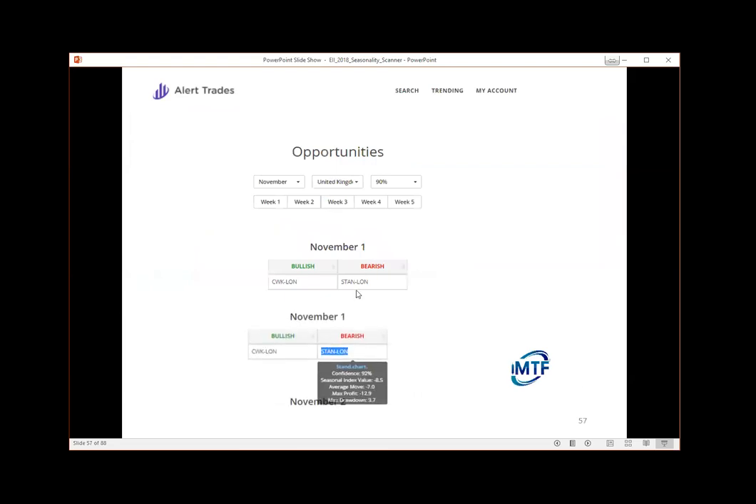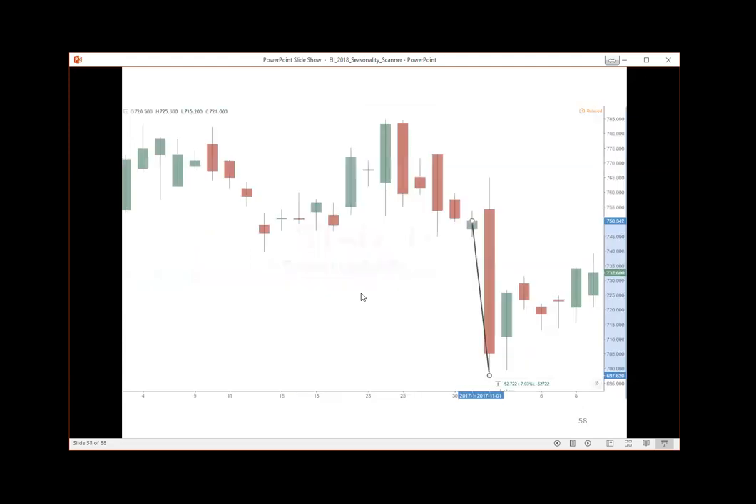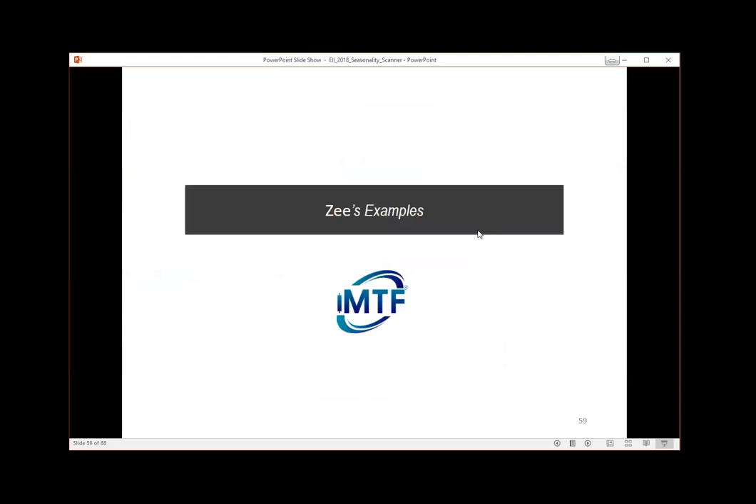The other one is basically the bearish of November 1st here, STAN. If you look at here, that's STAN. You could see here, that was the date right there. Next day, look what happened to this instrument. It dropped down 7% there, okay? So those are some quick examples of some foreign markets and so forth there, okay?